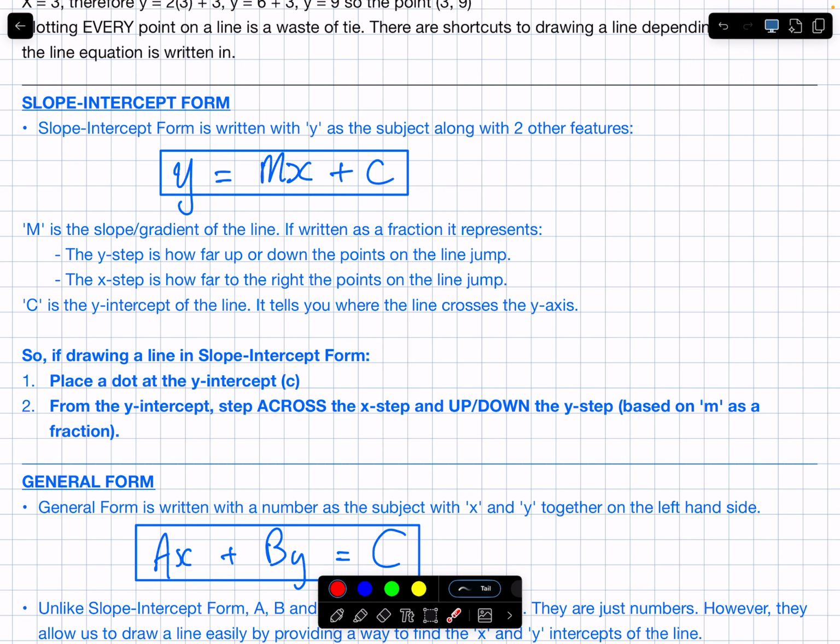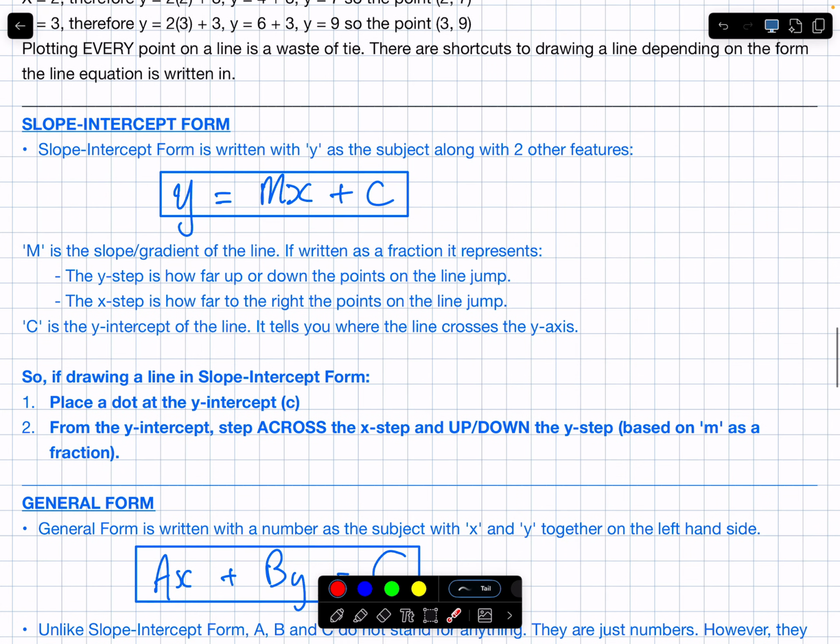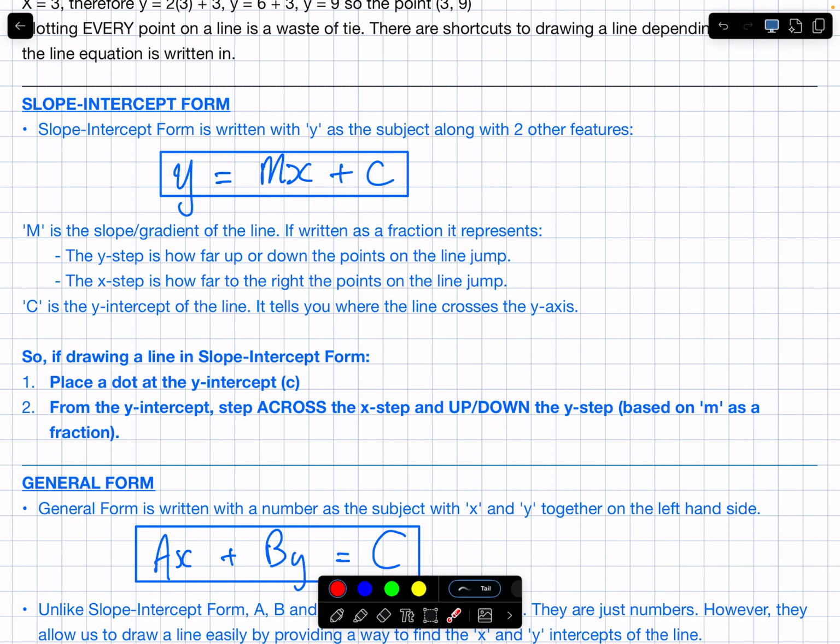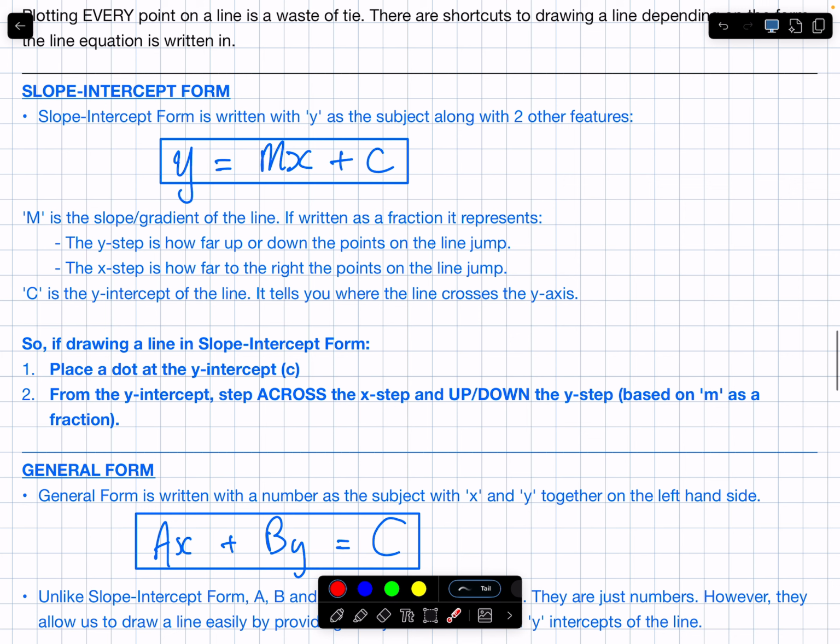So slope-intercept form is written with y as the subject. You can see y is by itself. And there are 2 other features here. m is the slope or gradient of the line. If you write it as a fraction, it represents the y step, which is how far up or down the points on the line jump, and the x step, which is how far to the right the points on the line jump. I'm pretty certain that your teachers would have said something like slope is equal to rise over run. Have you heard that terminology before?